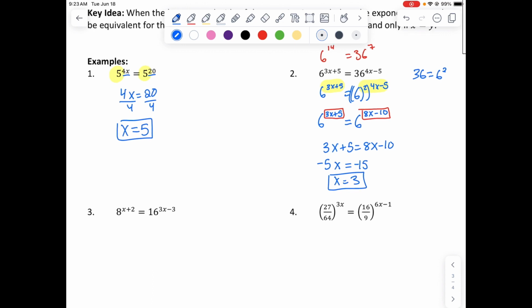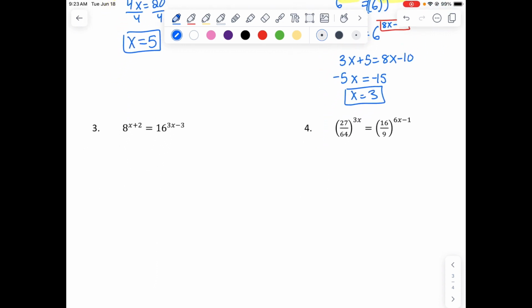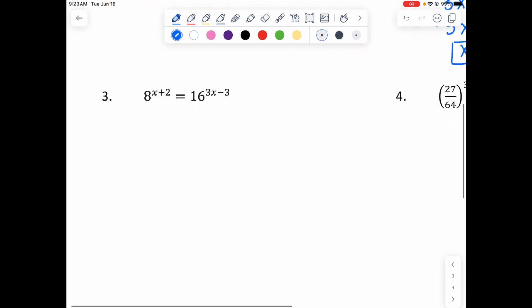I usually double check my work more than I check by substituting in. On the next problem, neither 8 nor 16 are in their lowest form. And so we don't have to go to the lowest form, but in this case we would because we need the bases to be the same. And so I know 16 would be 4 squared or 2 to the 4th, but I cannot rewrite 8 as 4 to some power. So I do need to rewrite this as 2 to the 3rd to the x plus 2 equals 2 to the 4th to the 3x minus 16.